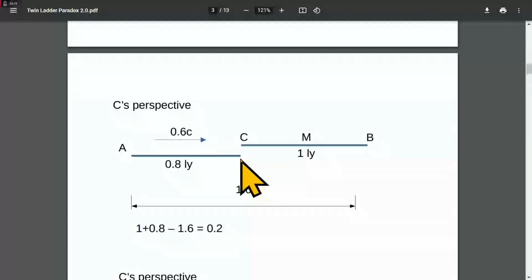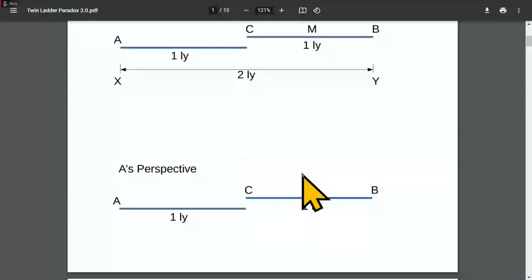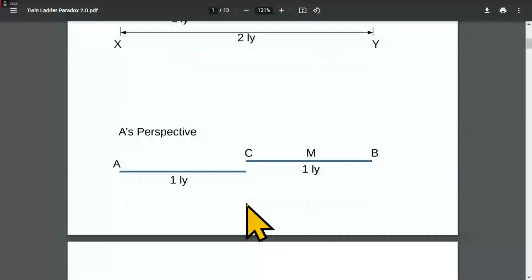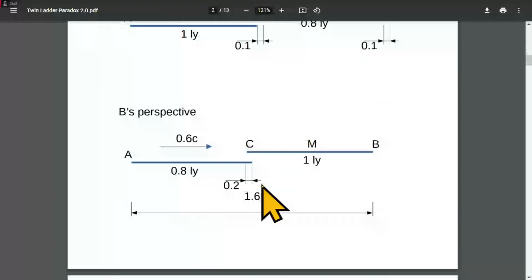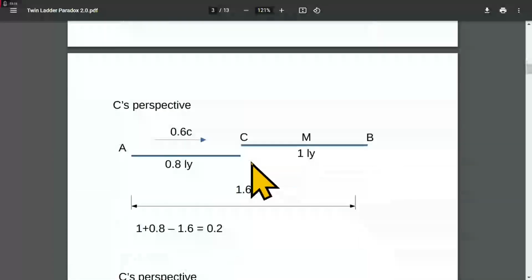But most notably, C and A's ruler are still touching. Remember, in the original position, C and A's ruler were touching. From A's perspective, there is a gap between C and A's ruler. From B's perspective, there's an overlap between the two rulers. But from C's perspective, there is still no gap nor overlap. Well, why is that? It's simple length contraction. The length contraction of 1 light year becomes 0.8 when there's a velocity of 0.6 c.